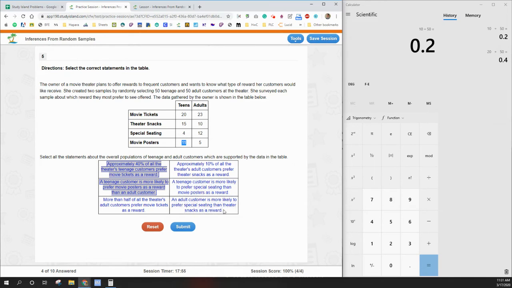Final statement to evaluate, here we go. An adult customer is more likely to prefer special seating than theater snacks as a reward. So we go over here and we see 12 adults preferred special seating, 10 adults preferred theater snacks, so more adults preferred special seating than theater snacks, so this is right.